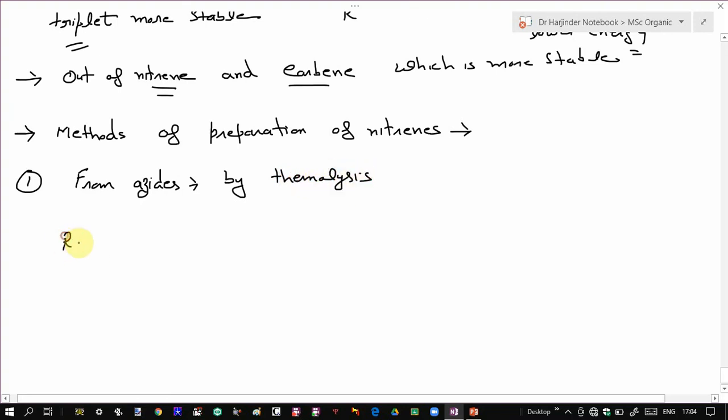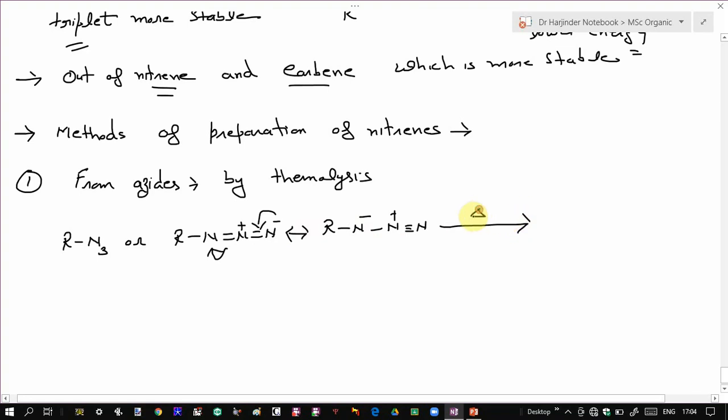So azides are these compounds. We can also write it as RN3. Here you have a double bond and a double bond, and here you have a positive charge because nitrogen is forming four bonds, and here you have a negative charge, and I can write its resonance structure like this: RN negative, triple bond. Now when you heat these azides or in presence of light, what happens?